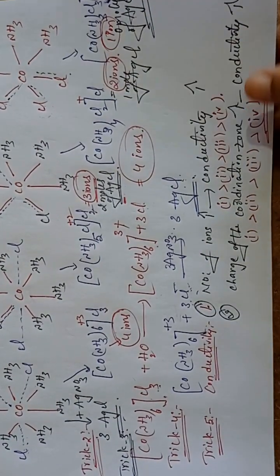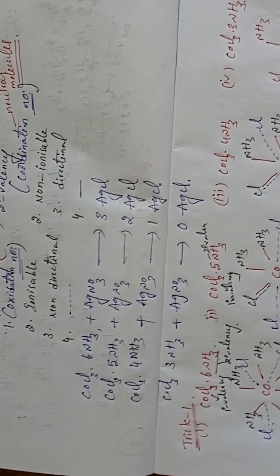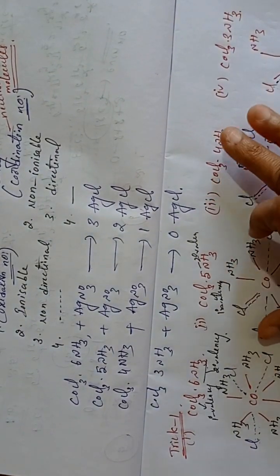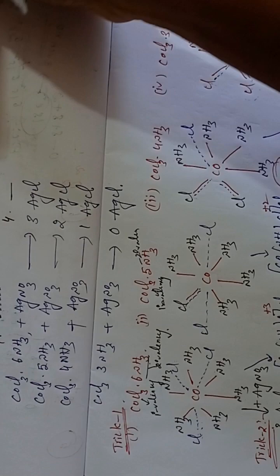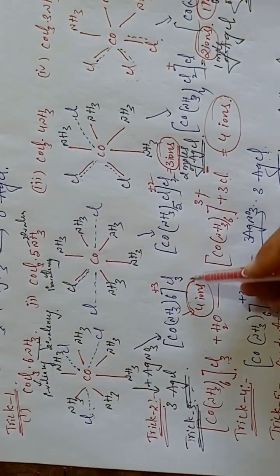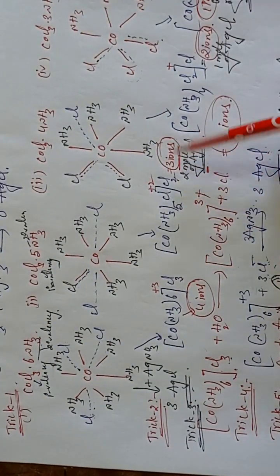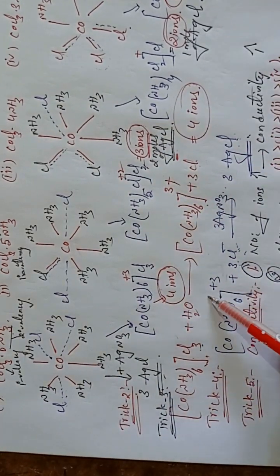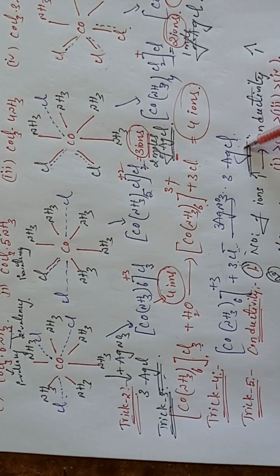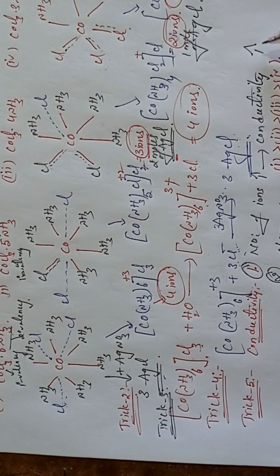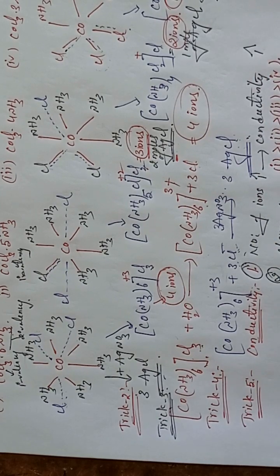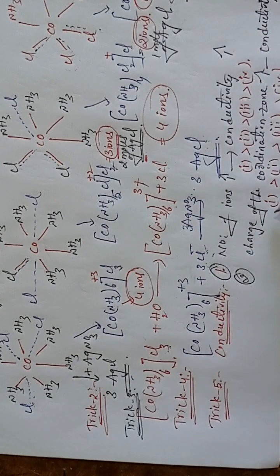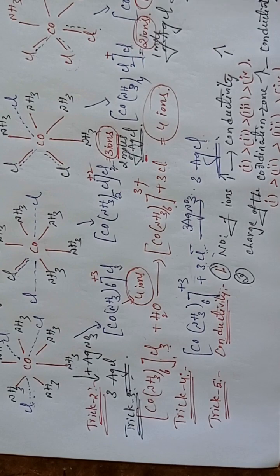So total how many tricks did I discuss? 5 tricks I discussed in this Werner's theory. So he gave the formula and structure of the compound. From this structure and formula of the compounds, we can write how many ions are formed when it is dissolved in water, how many moles of AgCl are formed when it is added to the silver nitrate solution, and conductivity in 2 cases. Now which compound is having the more conductivity? Here I told you 2 cases: more number of ions means more conductivity, and more charge of the coordination zone means more conductivity.